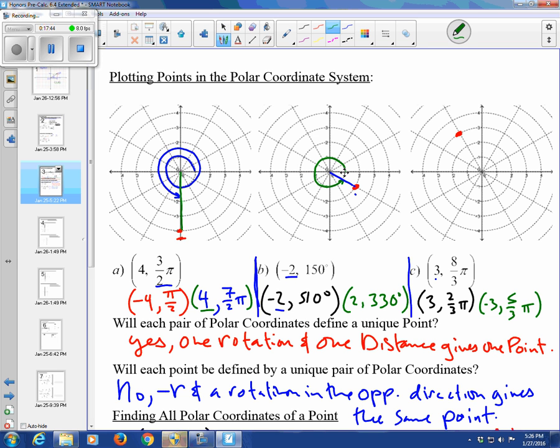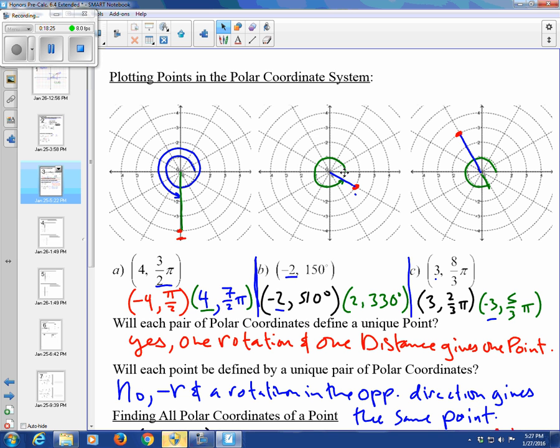For C, right here, if we have a rotation of 2/3 pi, there's an easier rotation that is less than a full rotation. And now right here, that distance of 3 will take us right to that point. If we have a rotation of 5/3 pi, that's going to be all but 1/3 of a full rotation. And now right here, a distance of 3 in the opposite direction, right? So that -3 tells us we're going in the opposite direction, is also going to take us to that point.